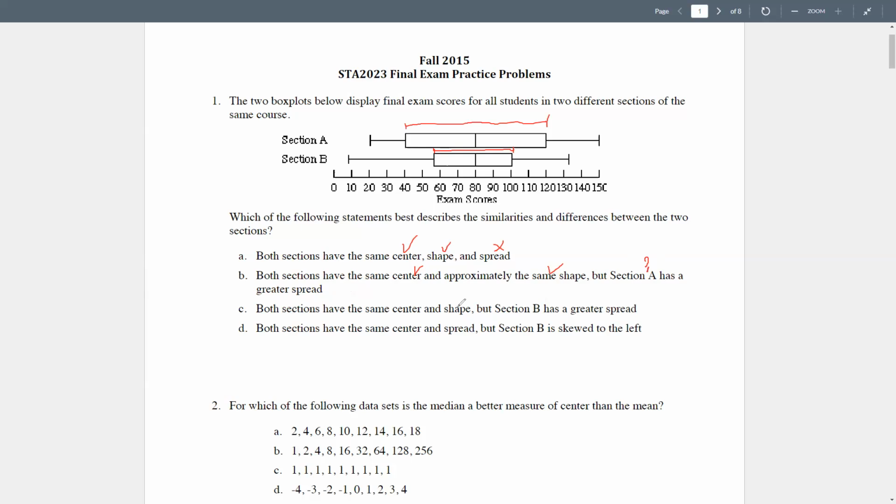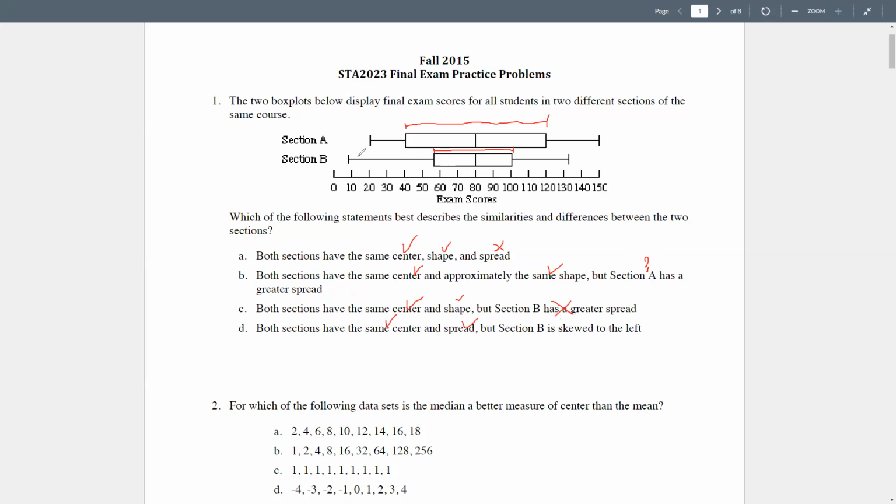Both should have the same center and shape. Agree. Quite the same shape. B doesn't have a greater shape. No, that's not good. Both should have the same center, kind of the same shape. And then B skewed to the left.